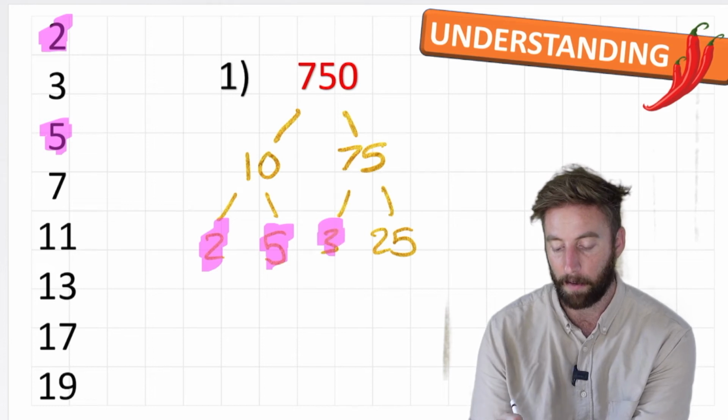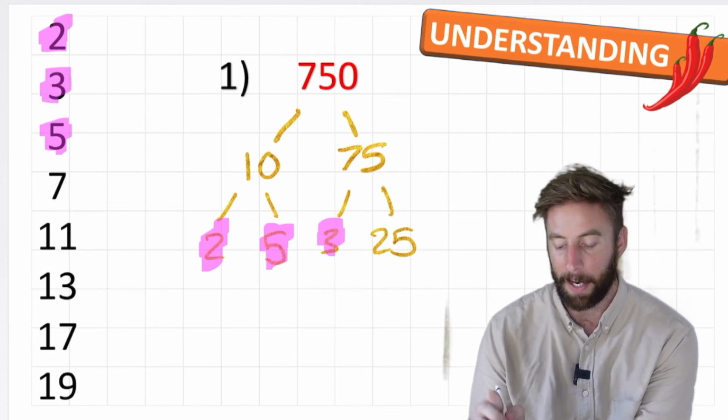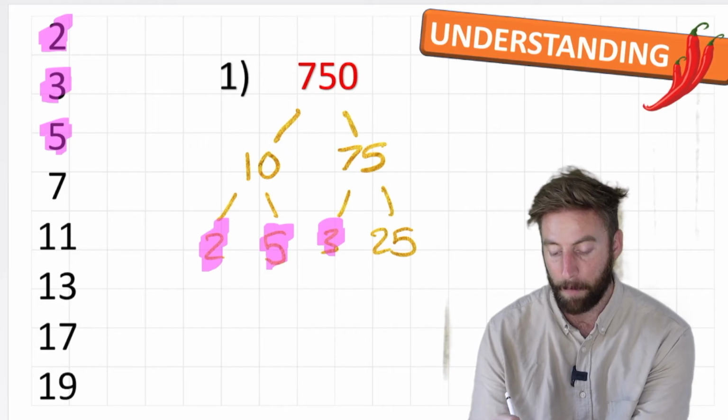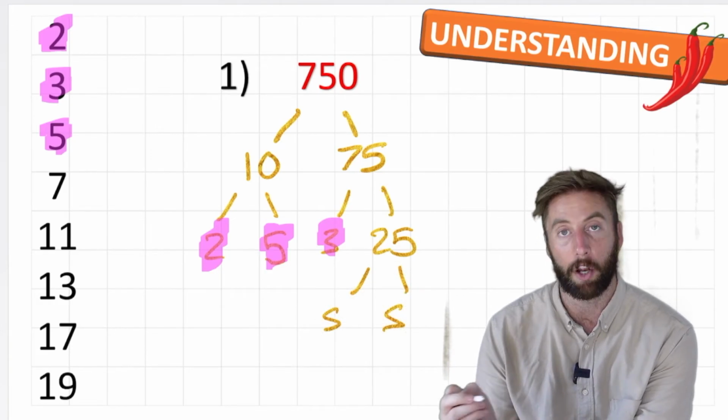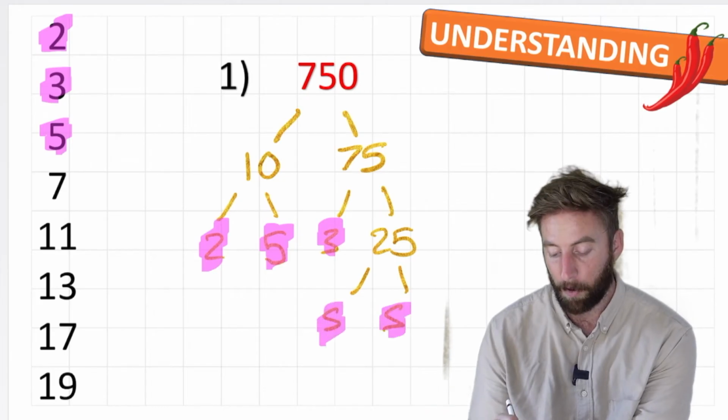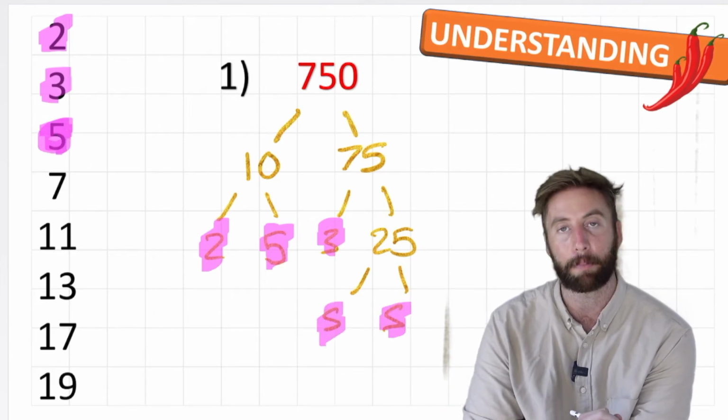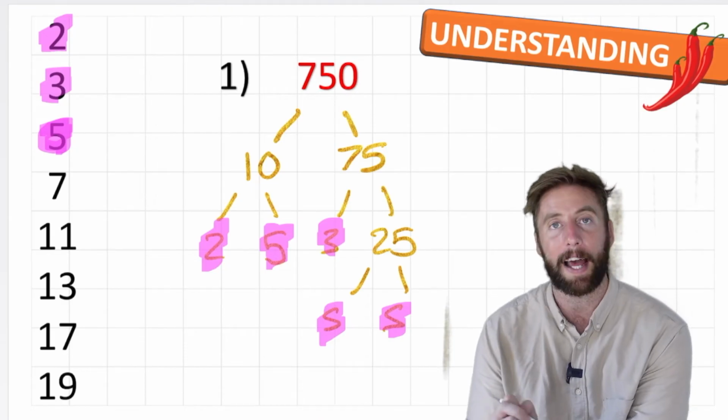And guess what? I've found another prime number, but let's keep going with the 25 because that's not prime. 25 is made up of 5 times 5. And look what we've got. We've got our last prime numbers again because 5 is a prime number. So now I'm all the way down to my prime numbers.